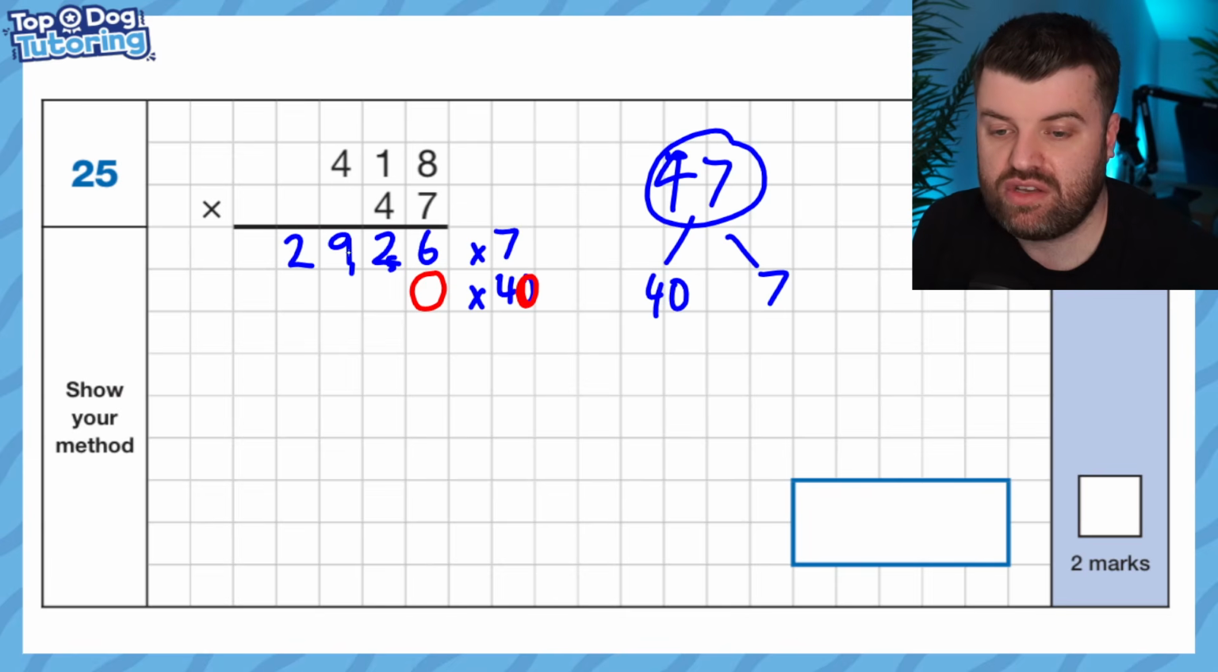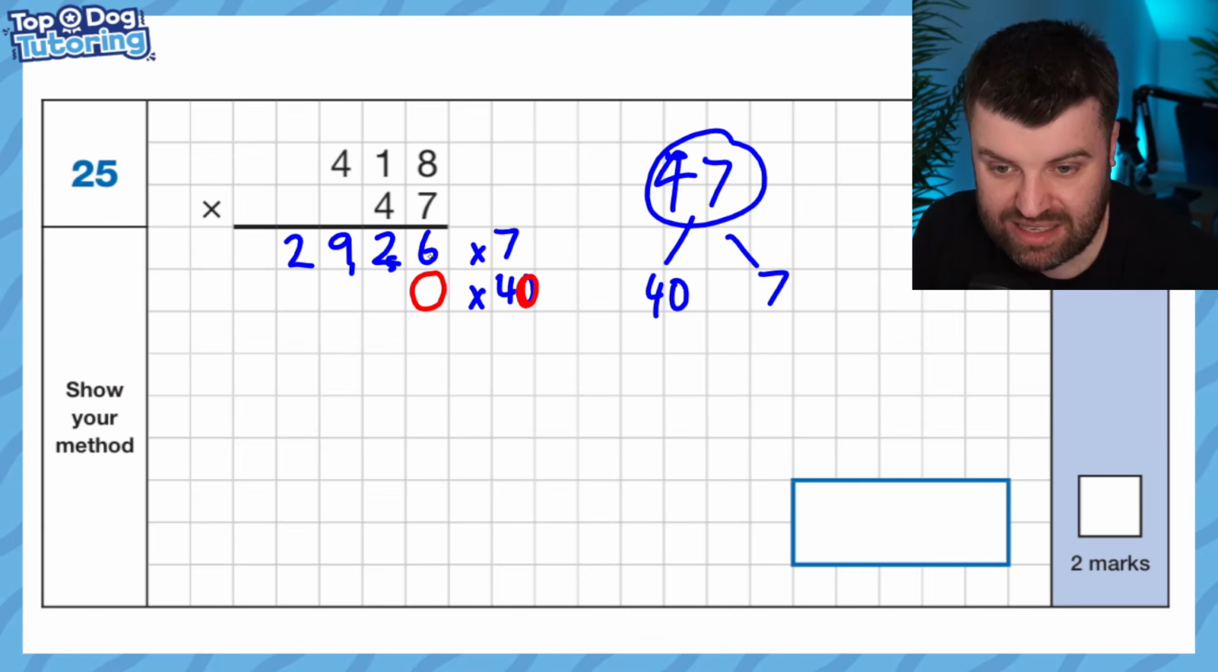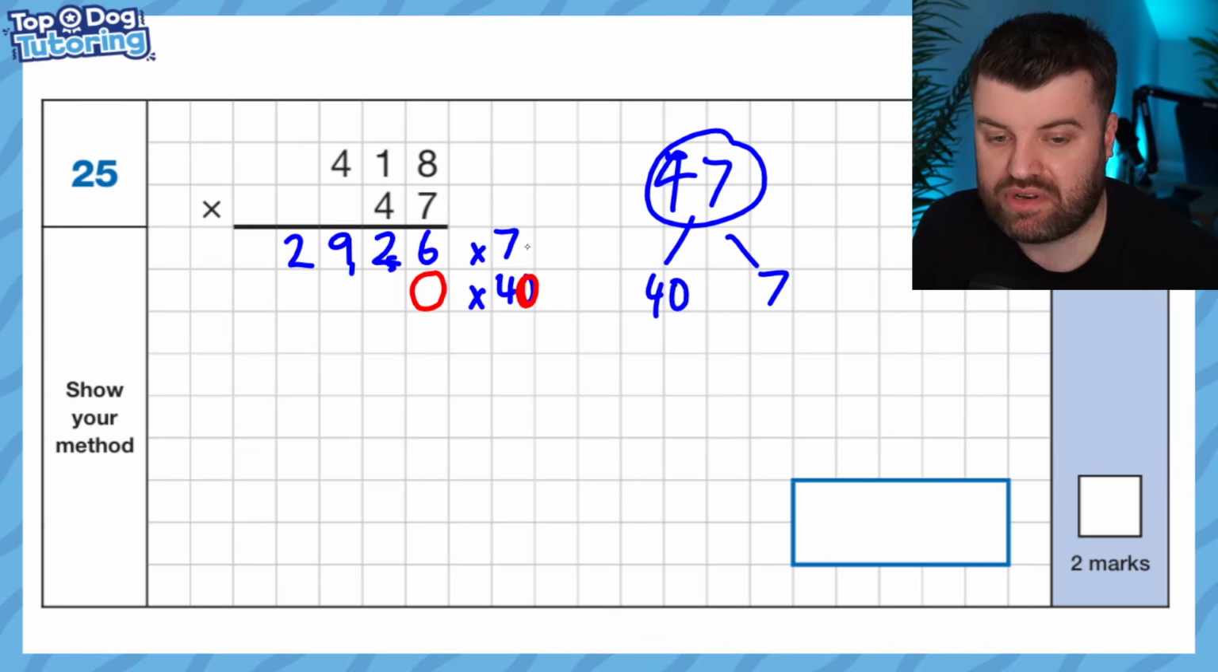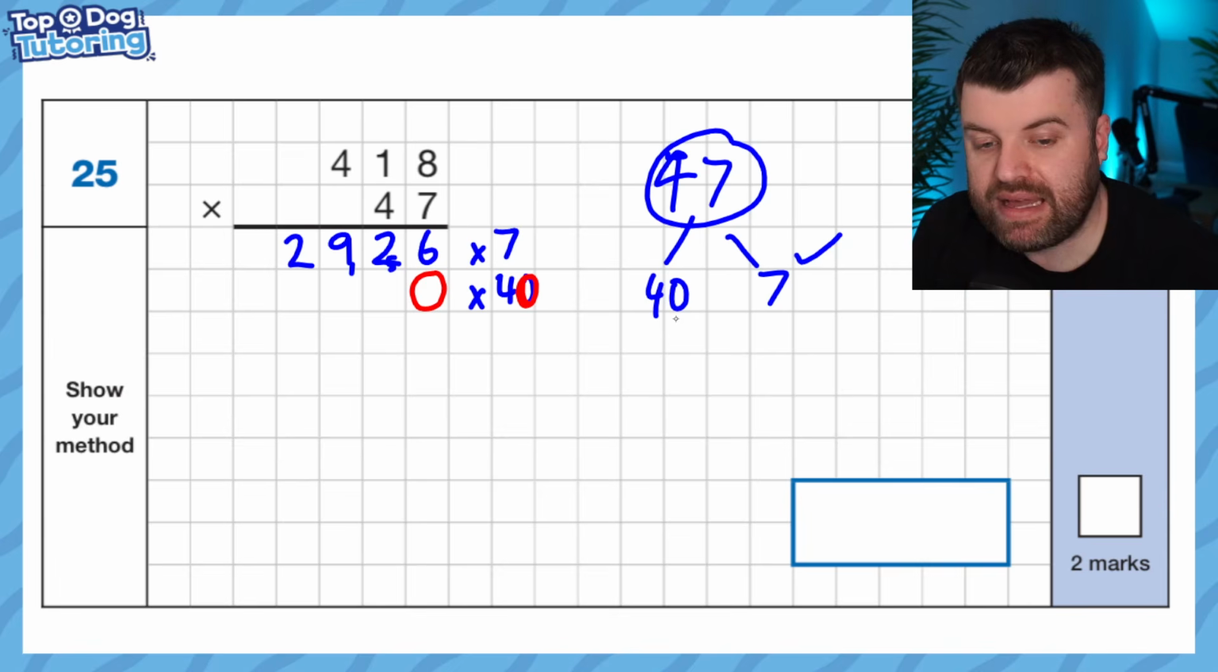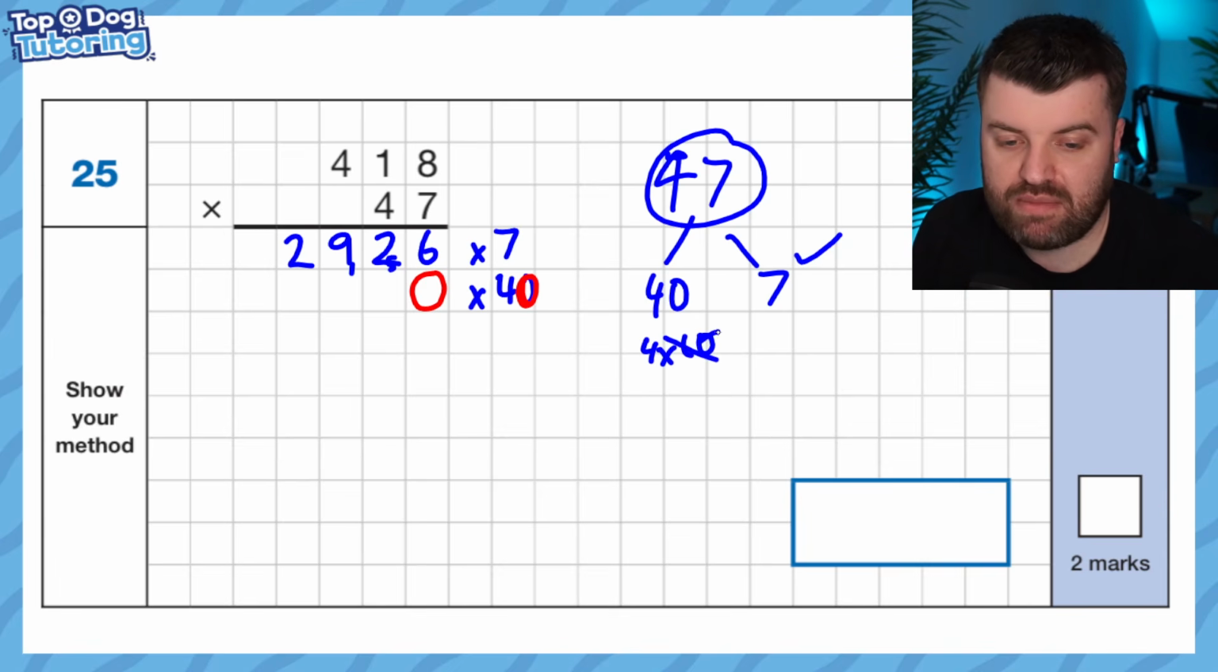It's got 2,926. That's across the top. That's 7 lots. So I've done that part. Now I need 40 lots. Well, I've already made it 10 times bigger. I know 40 is actually 4 times 10. I've done the multiply by 10 bit. Now I can just focus on the multiplying by 4.